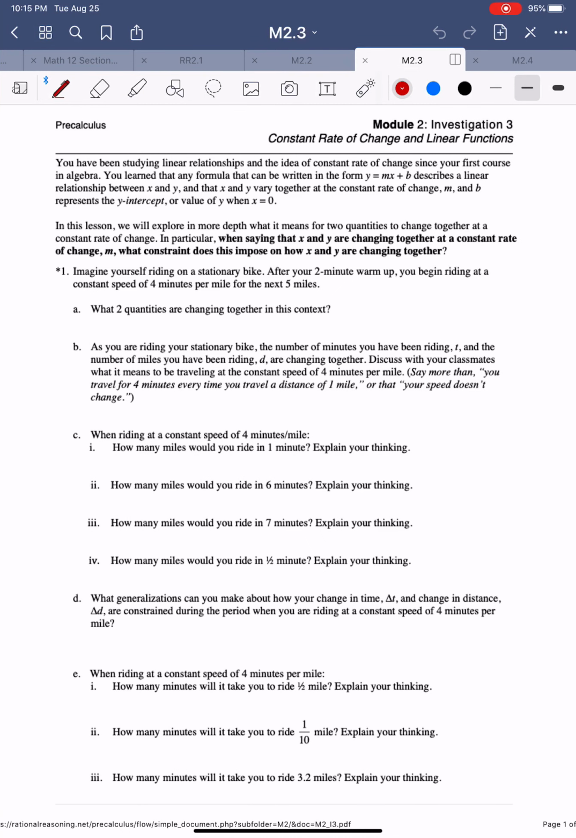This is Module 2, Investigation 3, talking about constant rate of change and linear functions. The constant rate of change that we use here is m, which is the slope. For a linear function, the formula is mx plus b, which gives us the line. So m is the slope, which is the direction of the line, and b is the y-intercept.